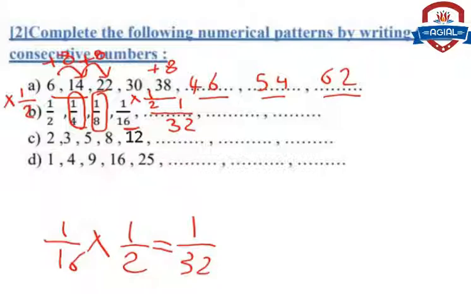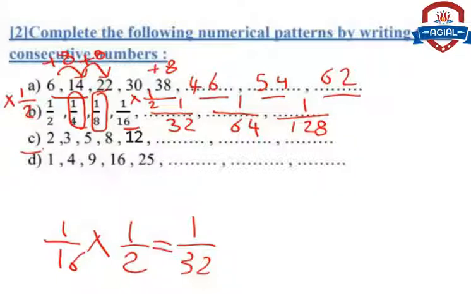And 1 over 32 times 1 over 2 equals 1 over 64. And 1 over 64 times 1 over 2 equals 1 over 128. So we have the numerical pattern as 1 over 2, 1 over 4, 1 over 8, 1 over 16, 1 over 32, 1 over 64, and 1 over 128.